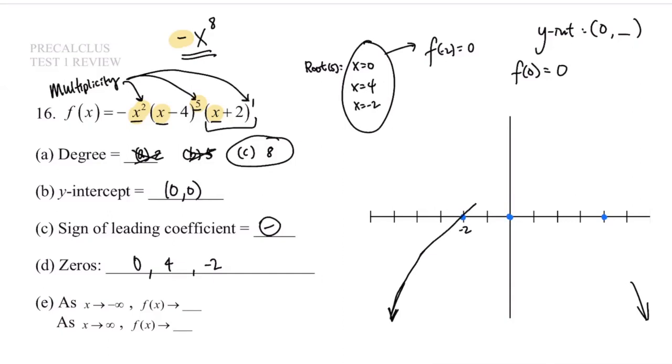And then next up, when we have x squared, it's going to give you a little bounce. So we have a bounce right here, just like every typical parabola. So it goes up and then eventually it's going to go down. But how does it pass through the root of x equals 4? Well, it's the multiplicity of 5.